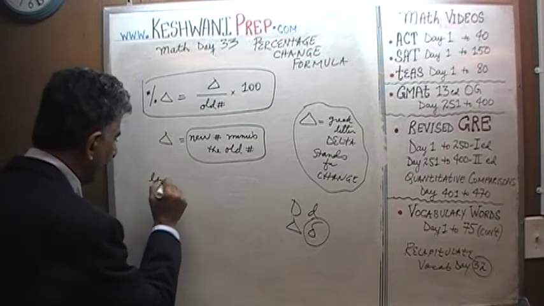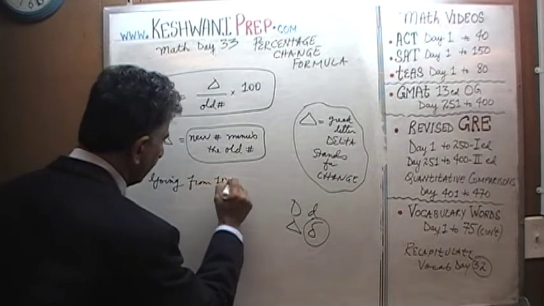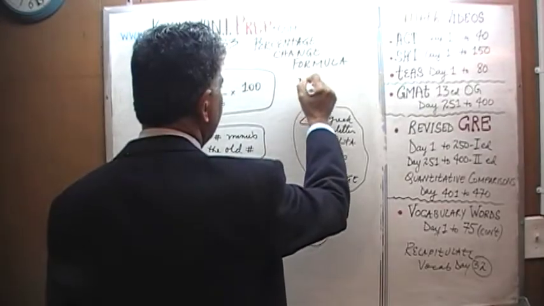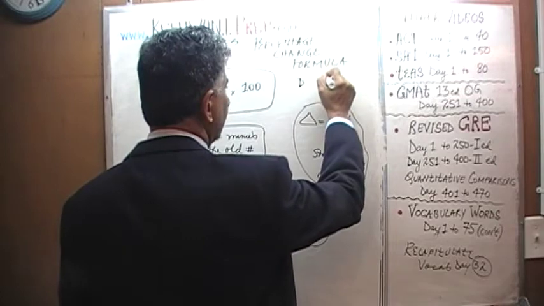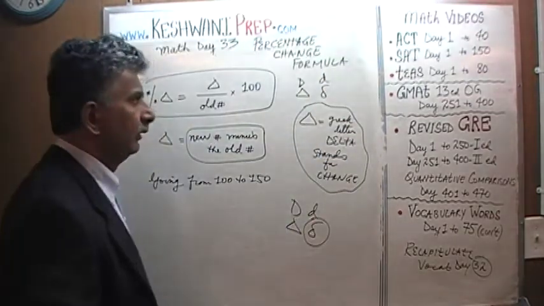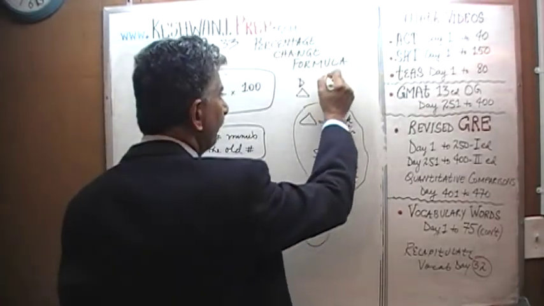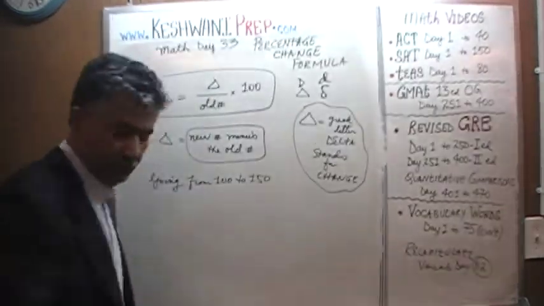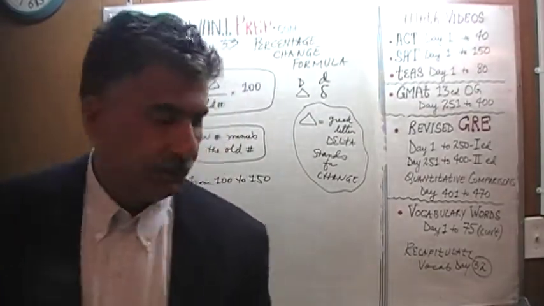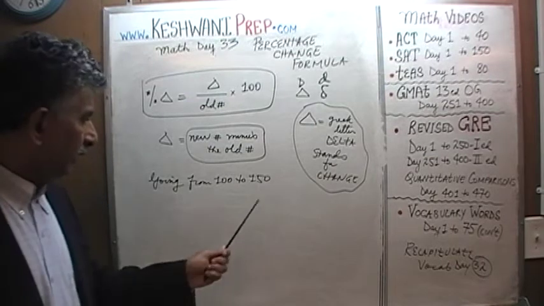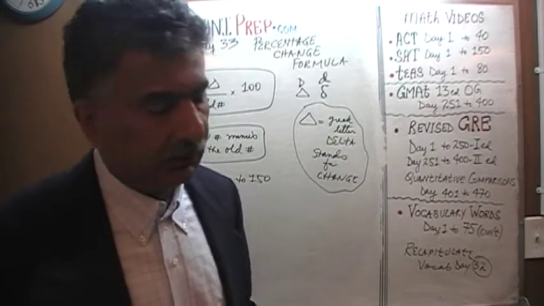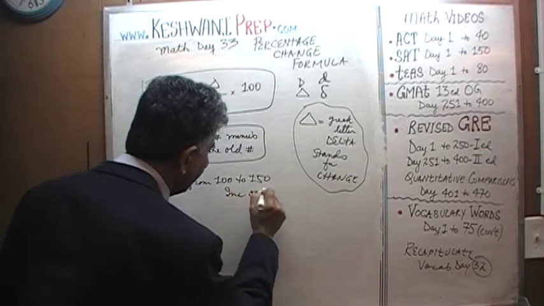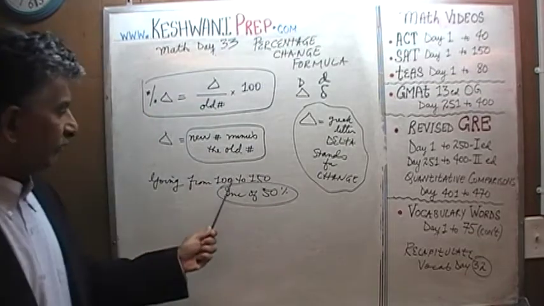For example, let's take a look at an example. Going from 100 to 150. Let's put these here, a capital letter D and a small letter D. Notice the resemblance between the English D right here and the Greek letter small delta. Going from 100 to 150, if I used to make $100 a week in my salary, and now I've gotten a raise and now I make $150 a week, well, that's pretty straightforward. Going from 100 to 150, that's an increase of 50%. Everybody knows that it's 50% because it went up by half.